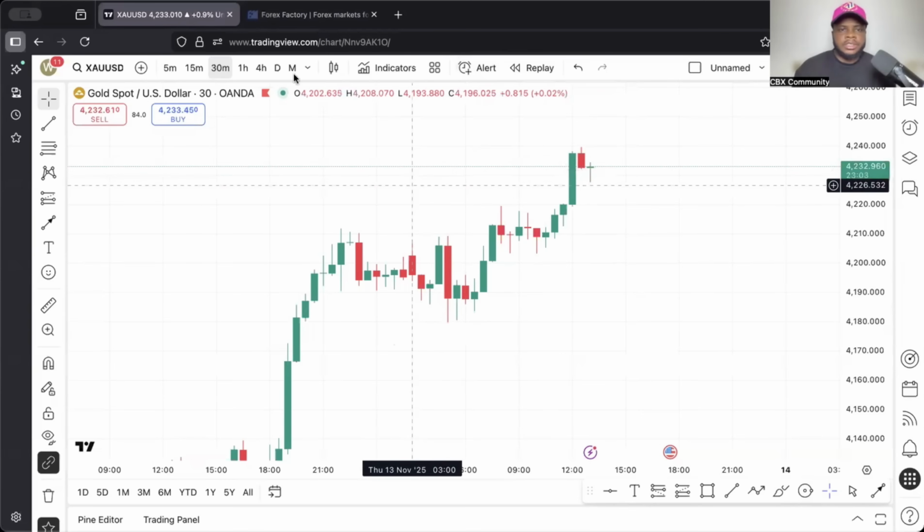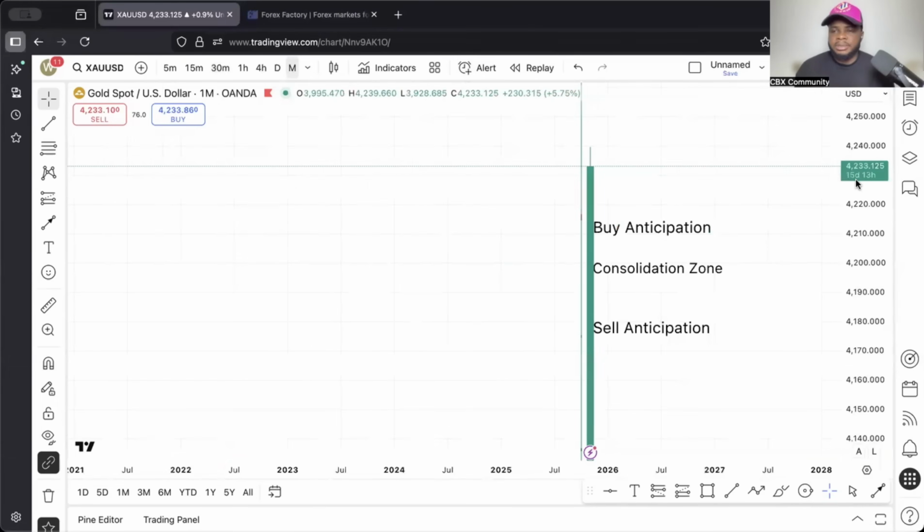So let's go to the month. It's very important for you to know what you're anticipating the market to give to you. It's very important for you to look at the higher time frame, then you look at the lower time frame. Looking at the higher time frame is just to have an idea so that you'll be able to know what the higher time frame is saying against the lower time frame.